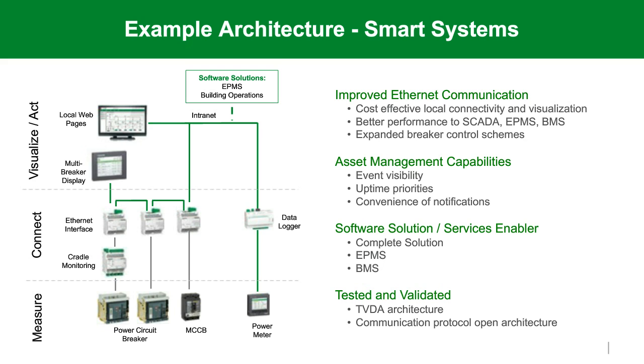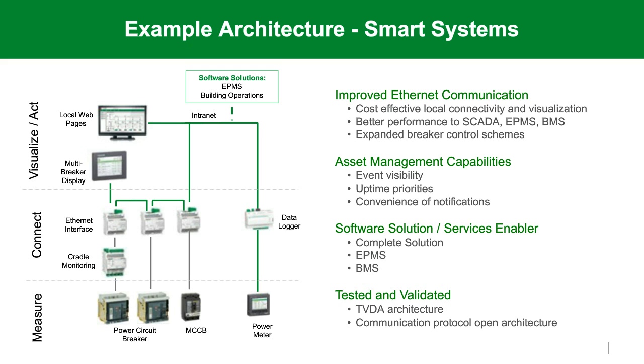In the middle, we have the connect piece. So now we have devices which take the information from the breakers and convert that information into Ethernet. The green lines at the top are all indicating Ethernet. And then on the top level, we have the visualize. The visualization of the information is available from an HMI, from local web pages on a web browser, or it can be pushed out to that EPMS level software.